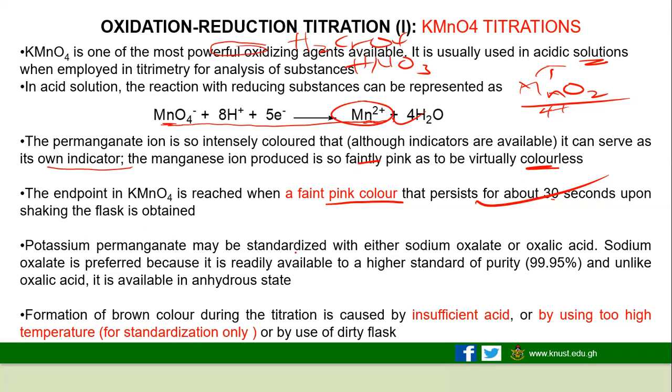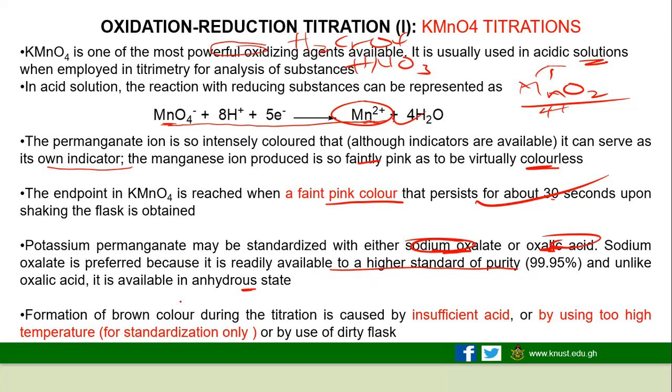We are saying that potassium permanganate may be standardized with sodium oxalate or oxalic acid. Sodium oxalate is preferred because it is readily available in high purity, 99.95%, and unlike the oxalic acid, it can be gotten in the anhydrous state. So we can either use sodium oxalate or oxalic acid, but we prefer sodium oxalate, the salt, because it is readily available in high purity, and it can also exist in the anhydrous state, without water of crystallization.